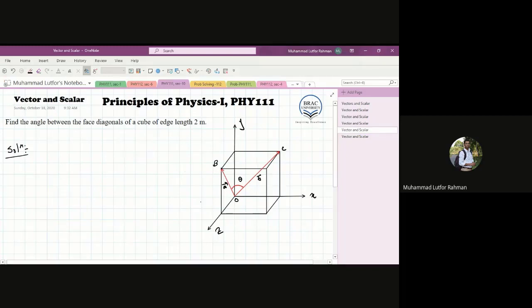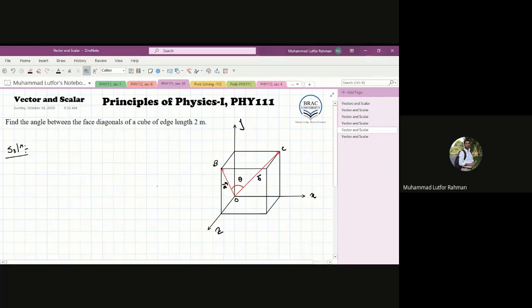Do you have an idea what that angle could be? Can anyone make a guess? Any guess? Are you guys in sleeping mode? 45. 45. I don't know. I'm thinking. You are thinking, okay, fine. Thank you very much.